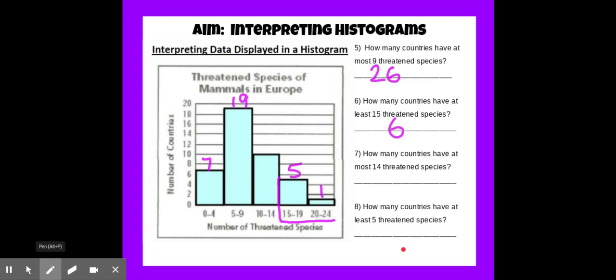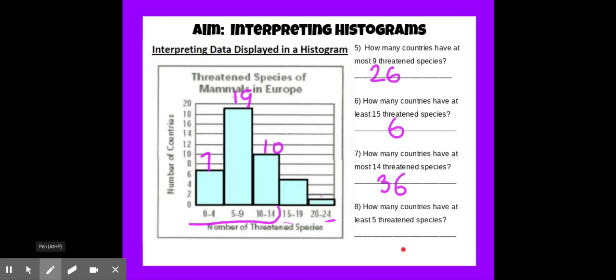Now number 7 says how many countries have at most 14 threatened species. So at most again means 14 or less. So it would be all of these over here. I'm going to just erase this. It's getting messy. So 14 or less, which would be the height of this, which is 7, plus 19, which we said was 26 before, plus another 10. So that would be 36 countries.